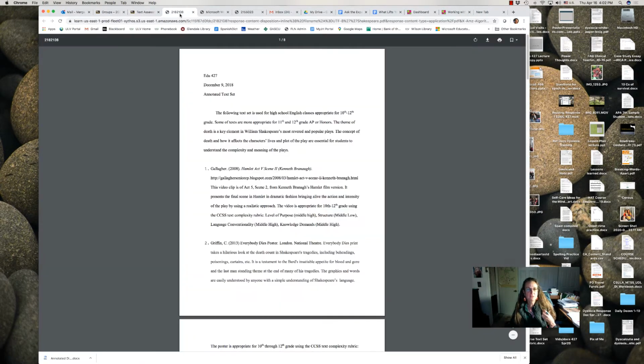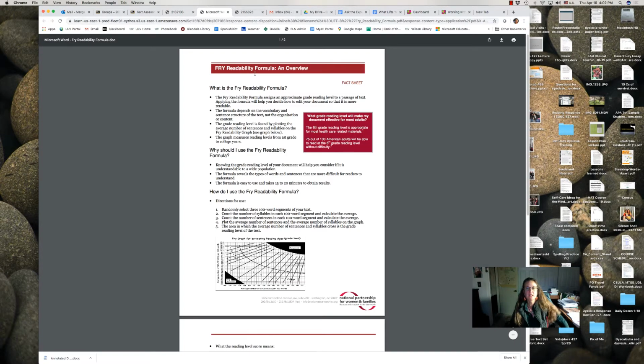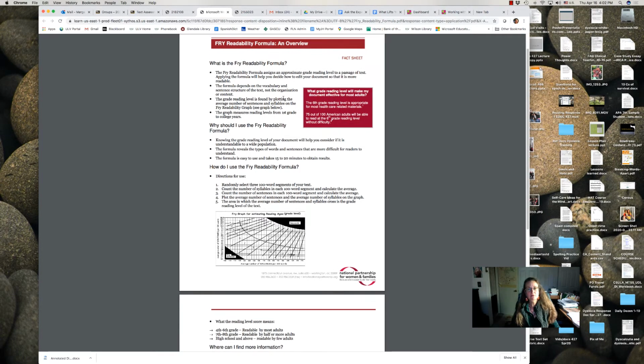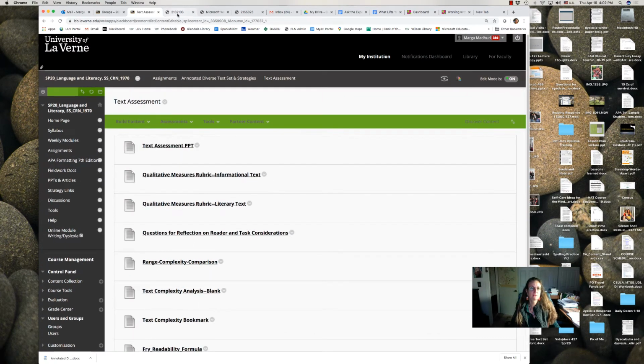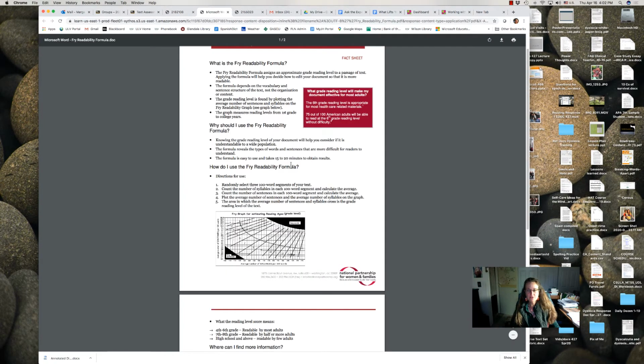And the quantitative piece is either a Lexile level, and if it's a traditional type text, you can go to lexile.com and find the Lexile level. If there isn't one, you could find one. There are different readability formulas. And let me see, I don't have a link here. I can put one if you want. But Fry is a good one.